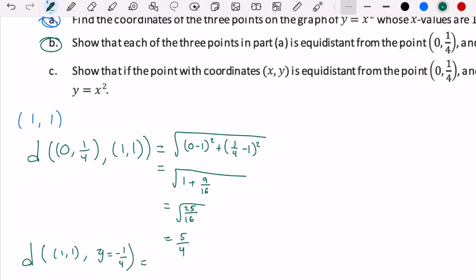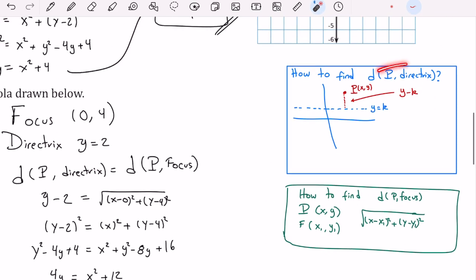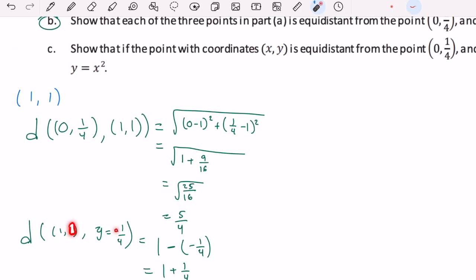So to do this distance, we do just 1 minus minus 1/4. So that is 1 plus 1/4. So that is 5/4. Yes. So this one is because of the rule, no? Because of the rule, the distance from a point to a horizontal line is just this subtraction, no? So in general, it is y minus k, but here my y is 1 and my k is -1/4. So it is 1 minus k, 1 minus minus 1/4.